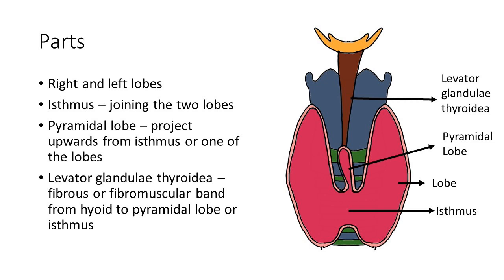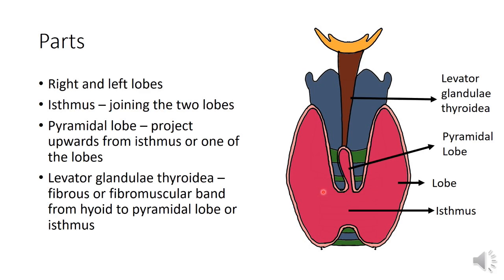Now the parts of the thyroid gland. Thyroid gland consists of two lobes, right and left, connected by an isthmus. Sometimes there can be a pyramidal lobe which projects upwards from isthmus or one of the lobes. There is a fibrous or fibromuscular band which extends from hyoid bone to either the pyramidal lobe or the isthmus, and it is called levator glandulae thyroidi.